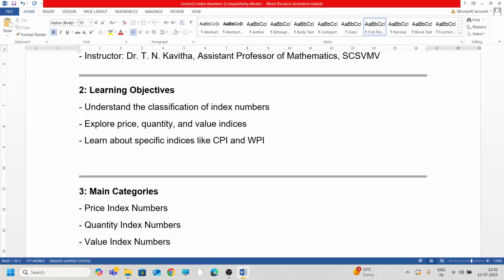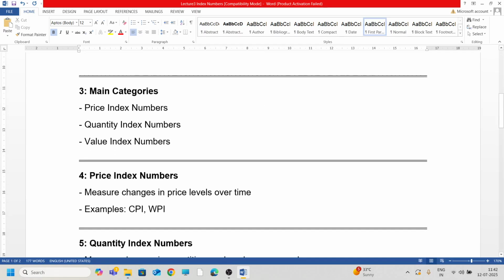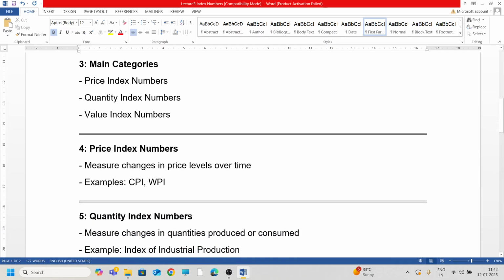So, next, main categories: price index number, quantity index number, value index number. Index numbers can be broadly categorized into three types: price index number, quantity index number and value index number. Each of these serves a unique function in measuring economic trends.